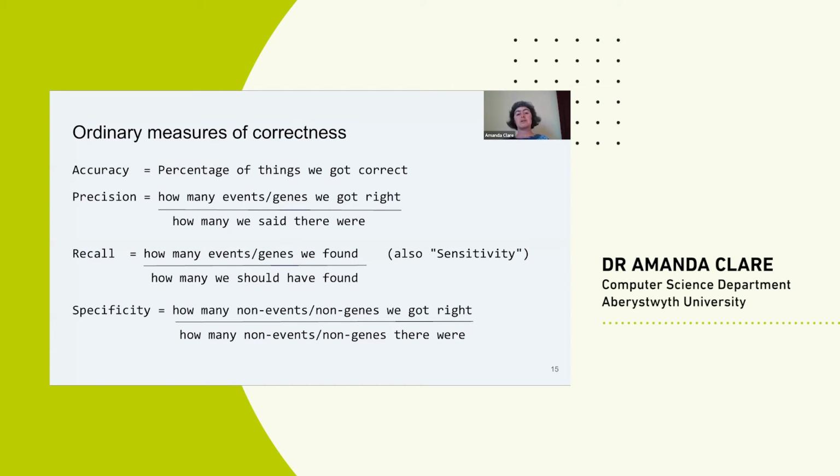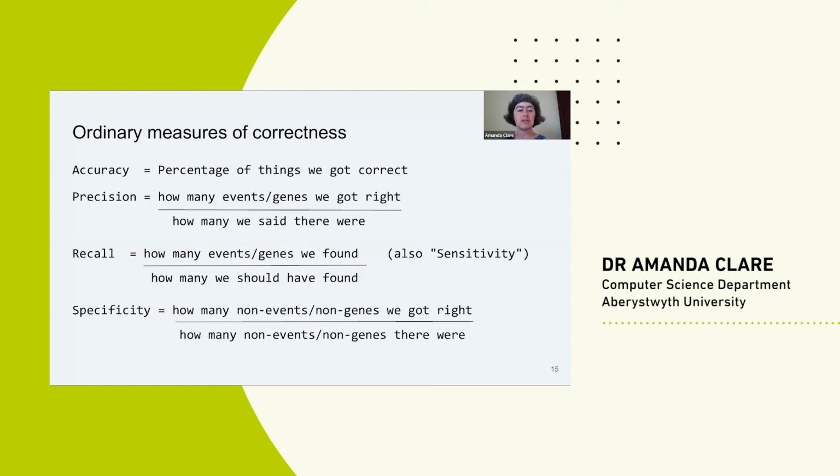So we could have better precision at the expense of worse recall. We could get more right just by not predicting very many, but only predicting the ones we're really confident about. Or vice versa, we could get better recall by having worse precision. So we could find more, but we'd also find a load that weren't actually right. And so recall is also known as sensitivity. And then there's specificity as well.